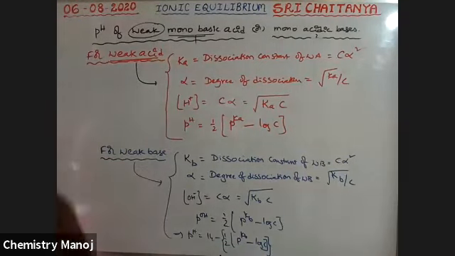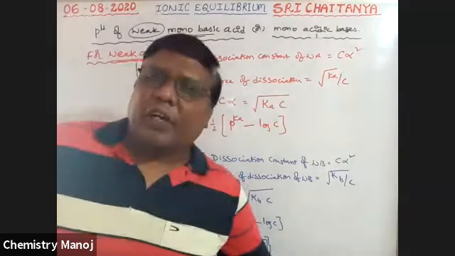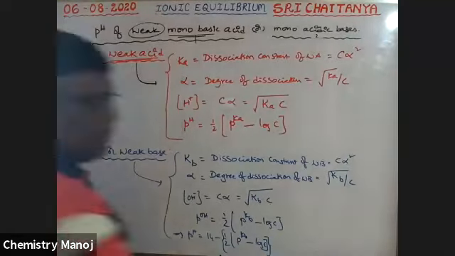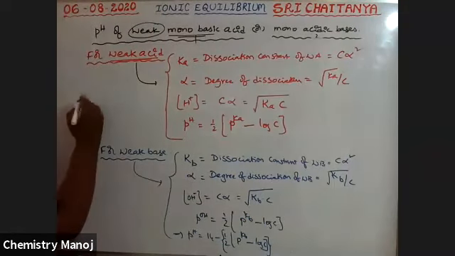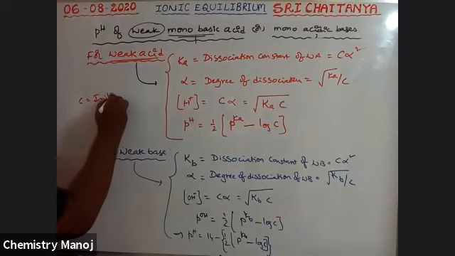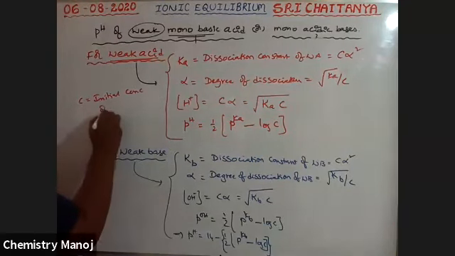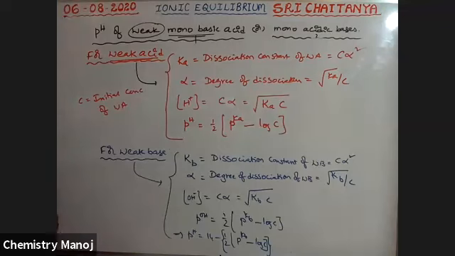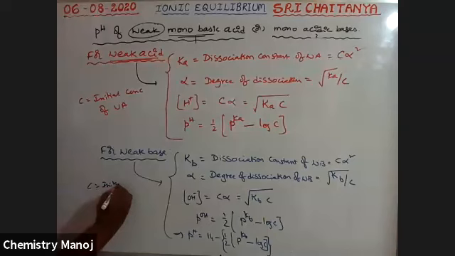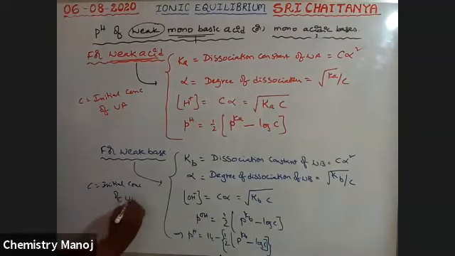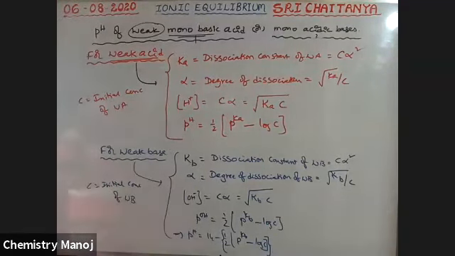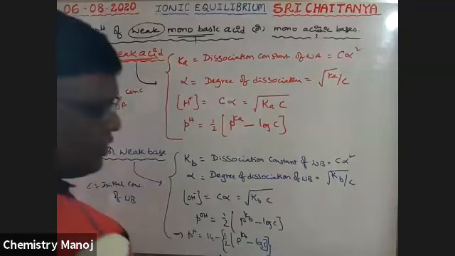This is the formula for weak acid. And by using these formulas, we should calculate some problems. So please try to identify. These are the very important cases. Here C is equal to the initial concentration of weak acid. Here C is equal to the initial concentration of weak base. So please, boys, take a snapshot. This is very, very important.